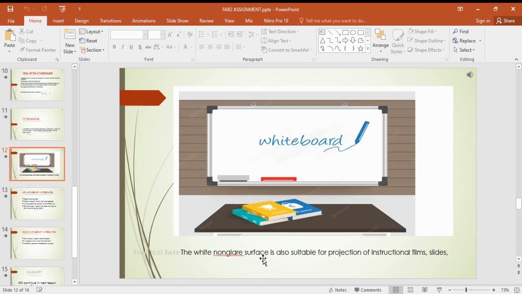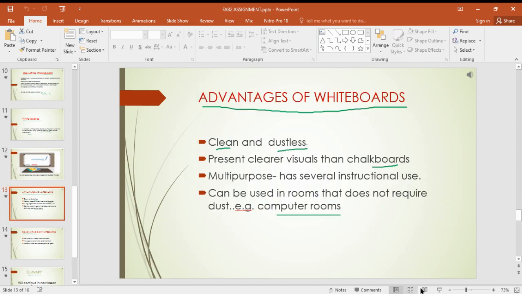The white non-glare surface is also suitable for projection of instructional films or slides. You can use the whiteboard for projection using projectors. We have advantages of using the whiteboards. The first advantage, it's very clean and dustless. Remember, you don't use the chalk. We use what we call the marking pens. They are dustless and it's very clean.